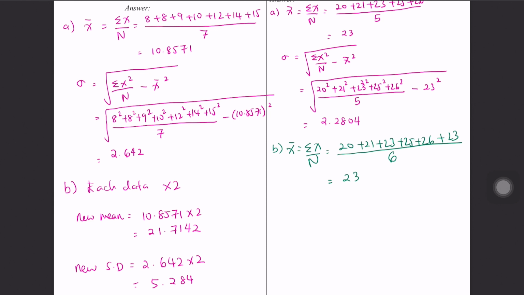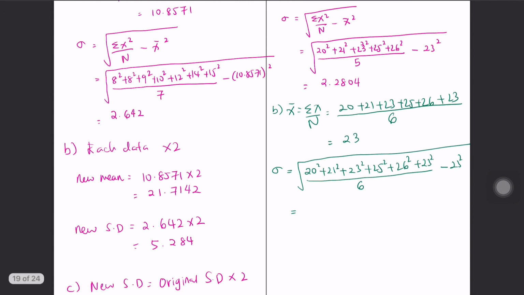So next dia nak kita kira standard deviation kan. Standard deviation samalah, 20 square plus 21 square plus 23 square plus 25 square plus 26 square plus 23 square divide by 6 minus min kita 23 square. Square rootkan semua. So press your calculator. Kita akan dapat jawapan 2.0817.